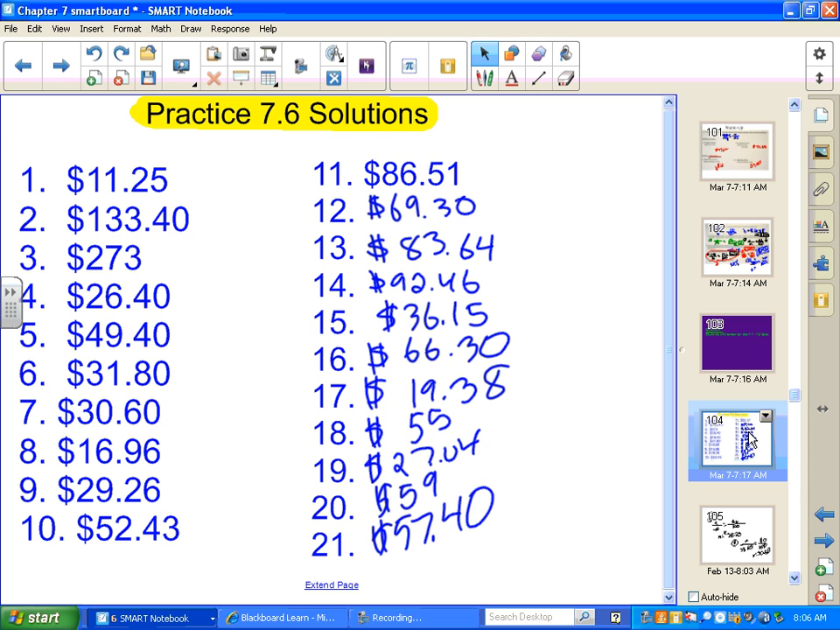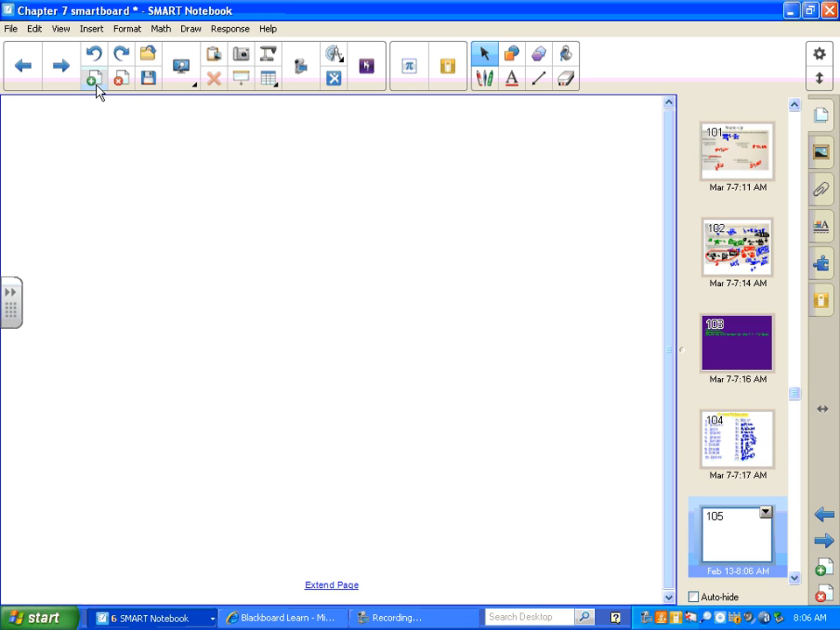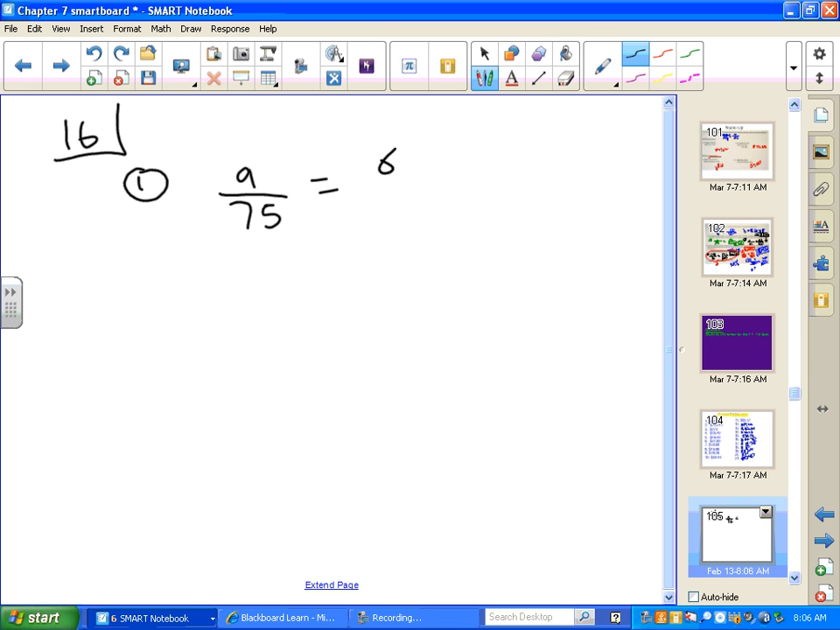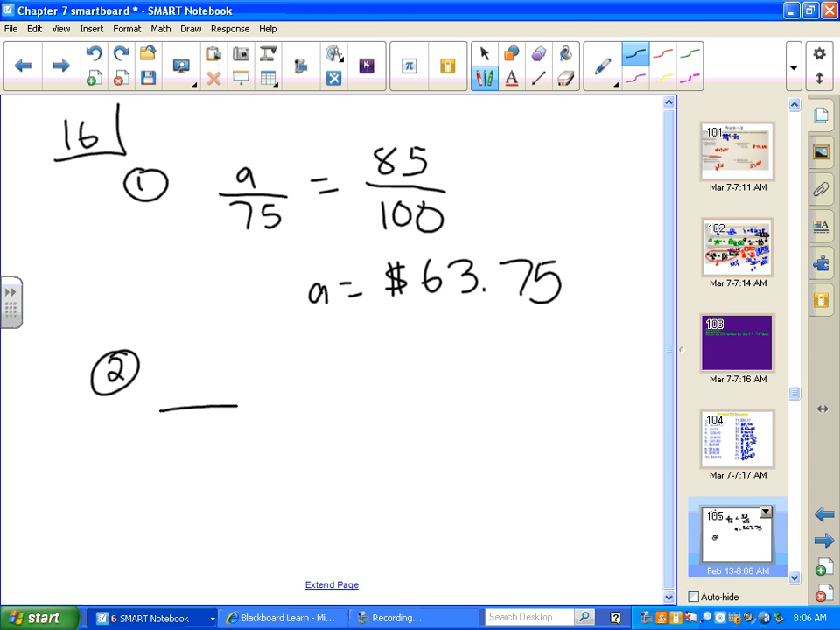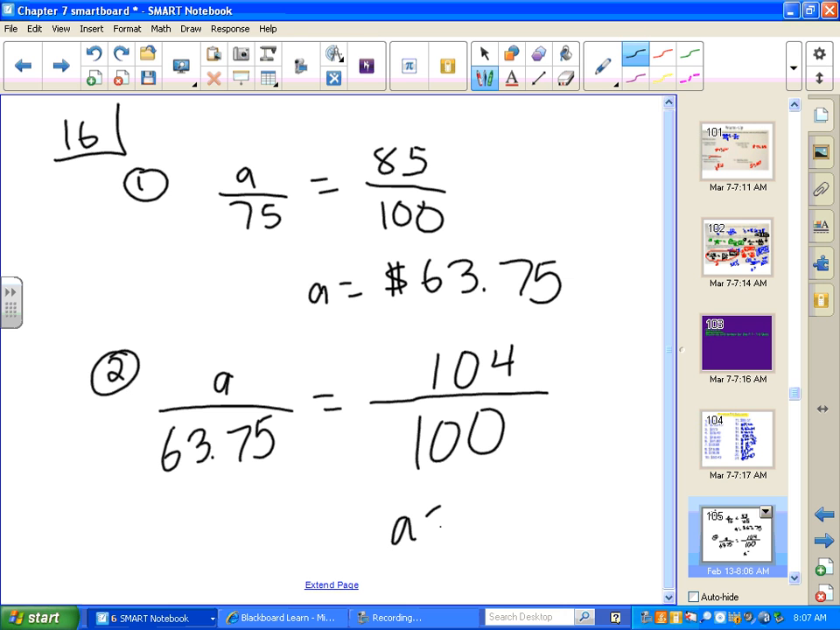Okay, I just went over that. Okay, so 16, here's the first proportion. You should have A over 75 equals 85 over 100. This gives you the sale price without tax. So step 1 is finding the sale price without tax. Step 2 is using your sale price, which now becomes the original. You need to find the new amount with tax. And that's how you get $66.30.